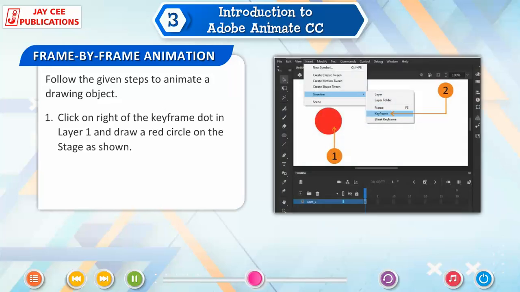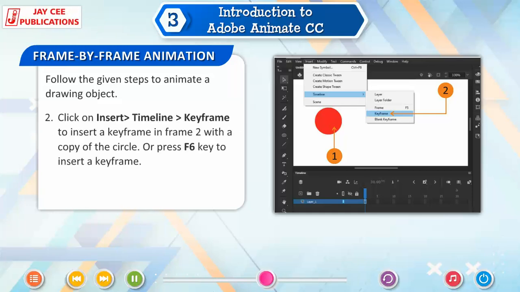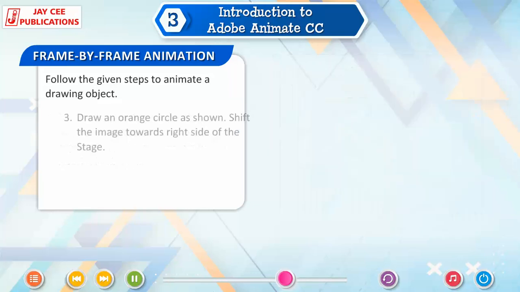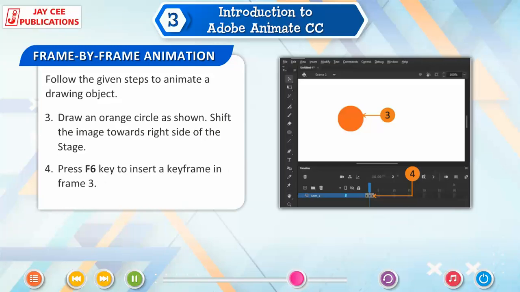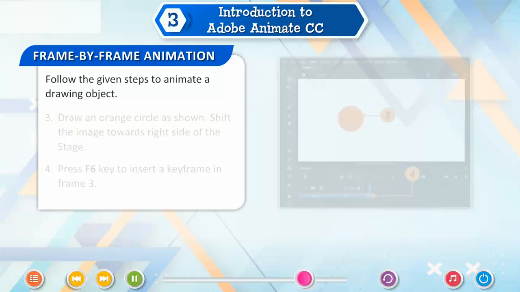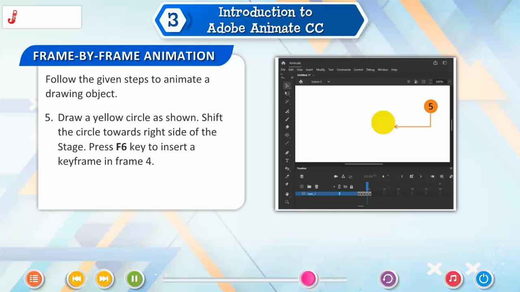1. Click on the right of the keyframe dot in layer 1 and draw a red circle on the stage as shown. 2. Click on Insert, Timeline, Keyframe to insert a keyframe in frame 2 with a copy of the circle, or press F6 key to insert a keyframe. 3. Draw an orange circle as shown. Shift the image towards right side of the stage. 4. Press F6 key to insert a keyframe in frame 3. 5. Draw a yellow circle as shown.